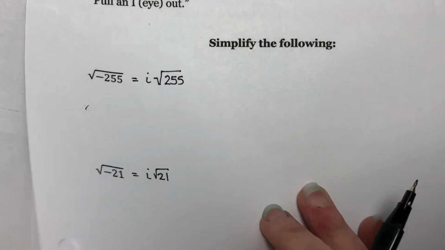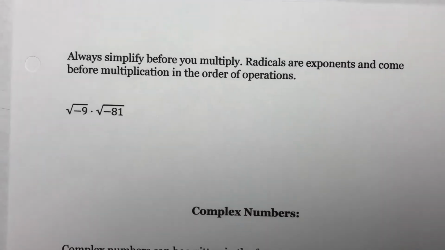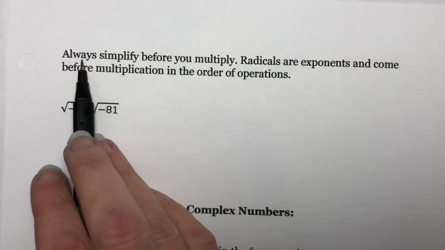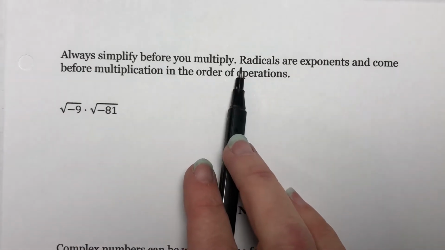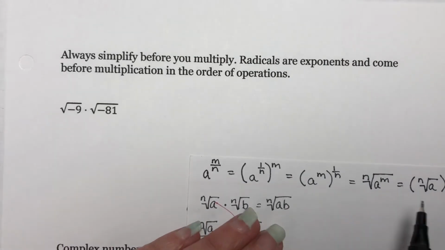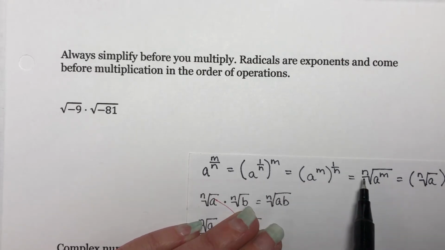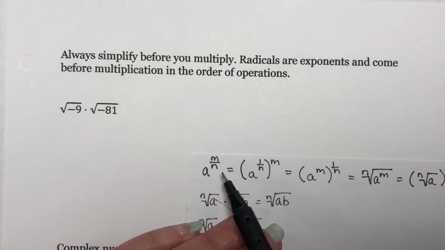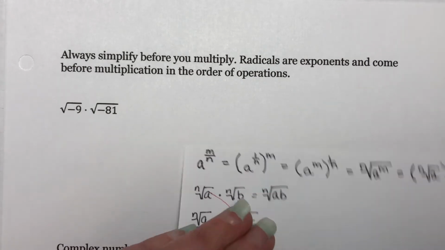Okay, so let's talk about doing some other calculations with them. Okay. We're always going to simplify before we multiply things together. Remember that anytime we have a radical, we can write it as an exponent. And so that means that calculating the radicals falls under the exponent step of the order of operations. Okay? So we have to calculate the radicals first.